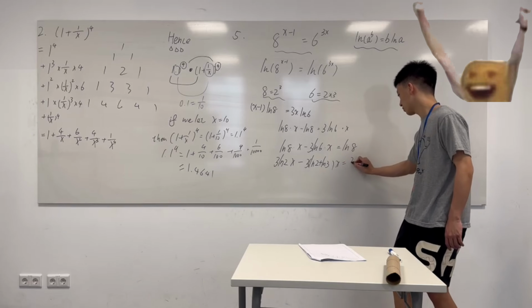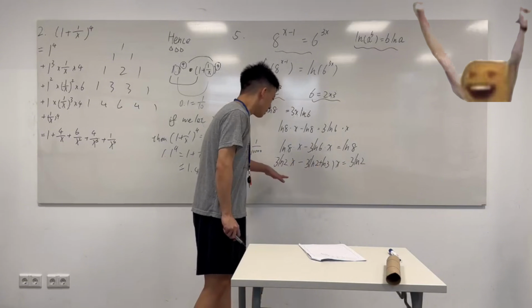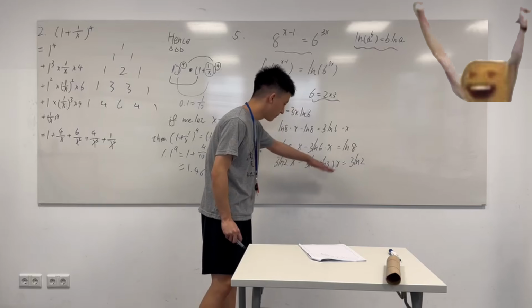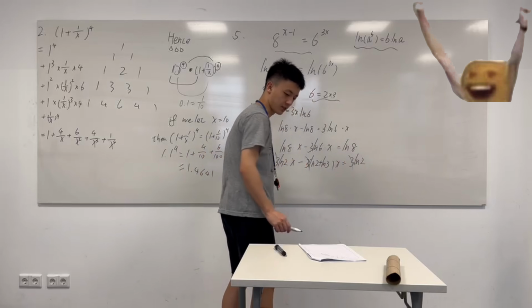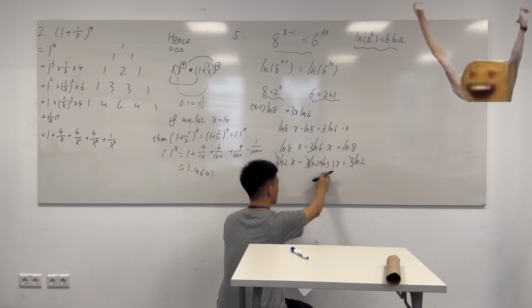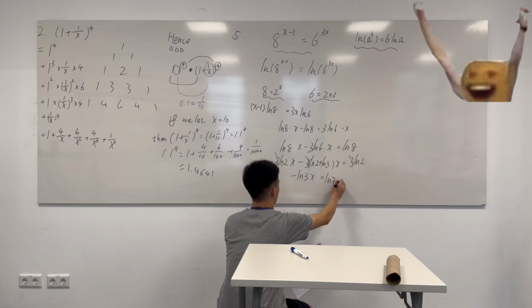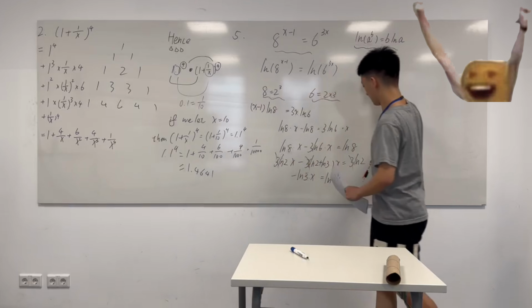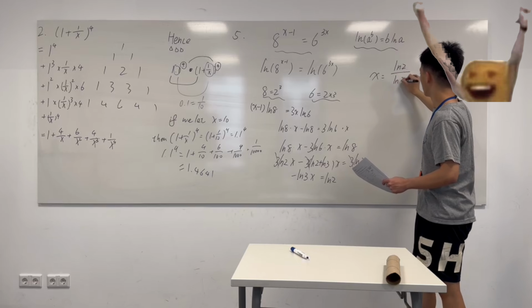x is equal to 3 ln 2. Both sides have a common factor 3, therefore we can cancel them out, make everything simplified. And see, ln 2x minus ln 2 plus ln 3x, then we get, yes, negative ln 3x is equal to ln 2. Therefore, at the end we get x is equal to ln 2 over ln 3.